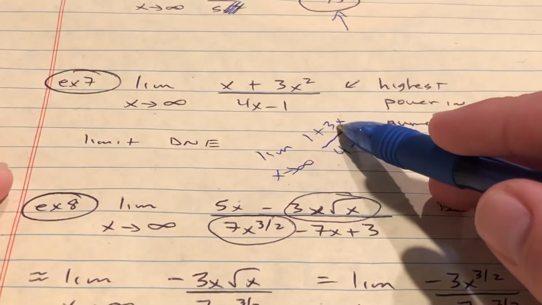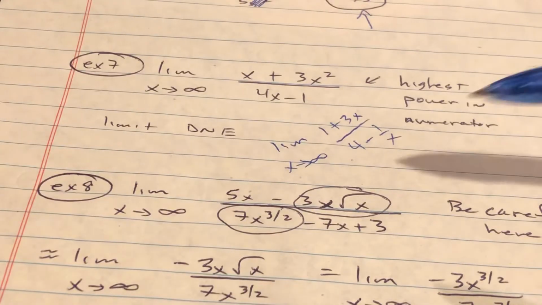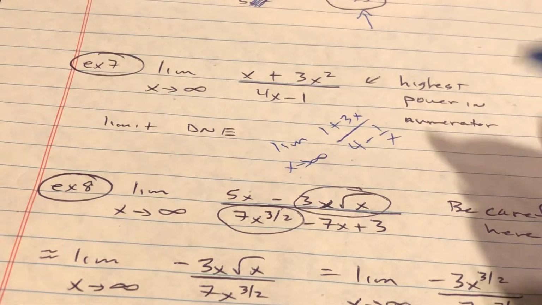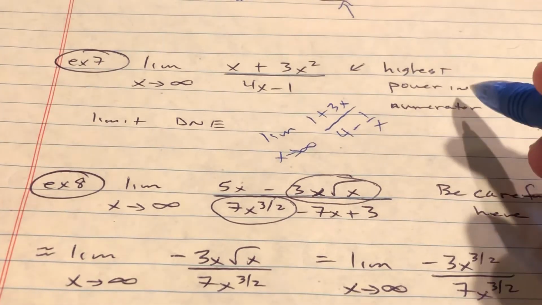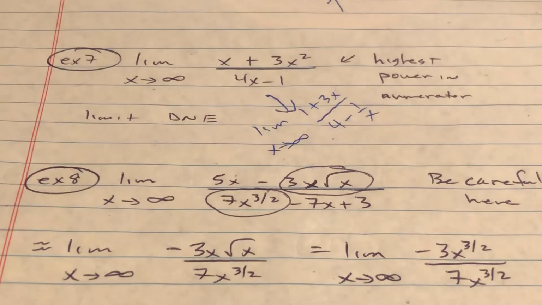All right. Again, the highest power is in the numerator. The limit does not exist. You don't have to write equals positive infinity, or in some cases negative infinity. You can just write the limit does not exist. But be prepared next year to know how to write it like that.